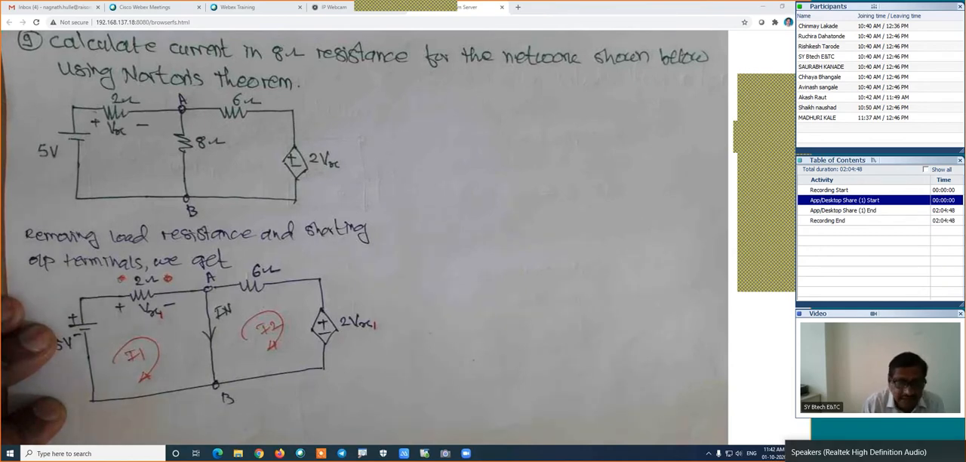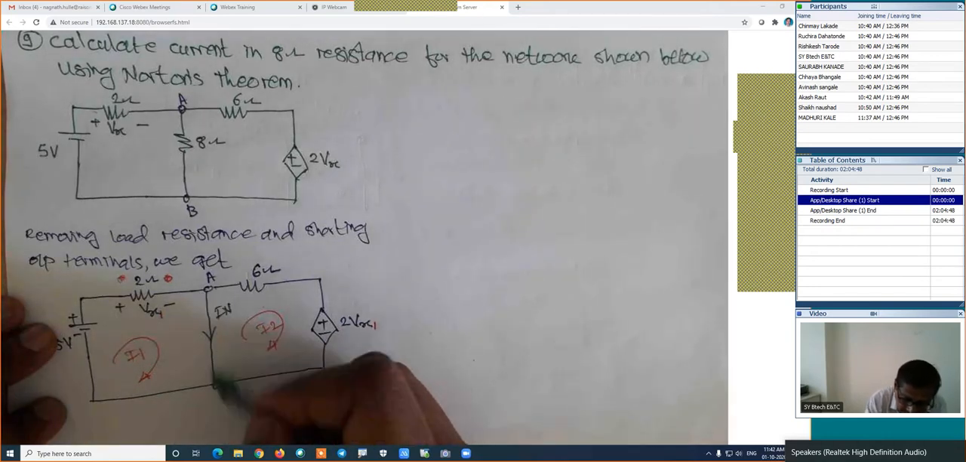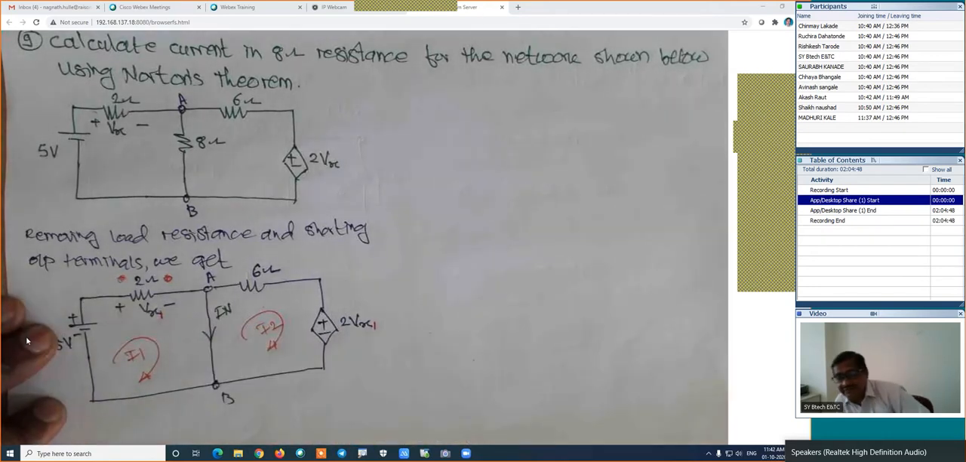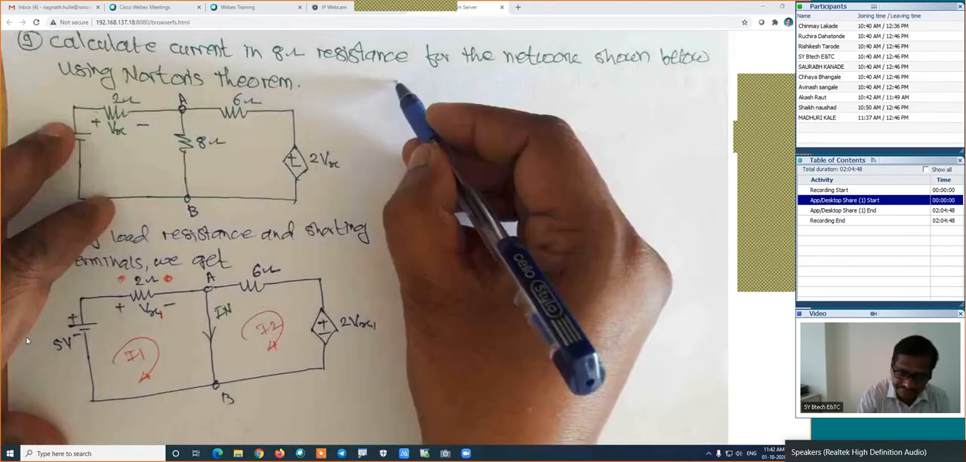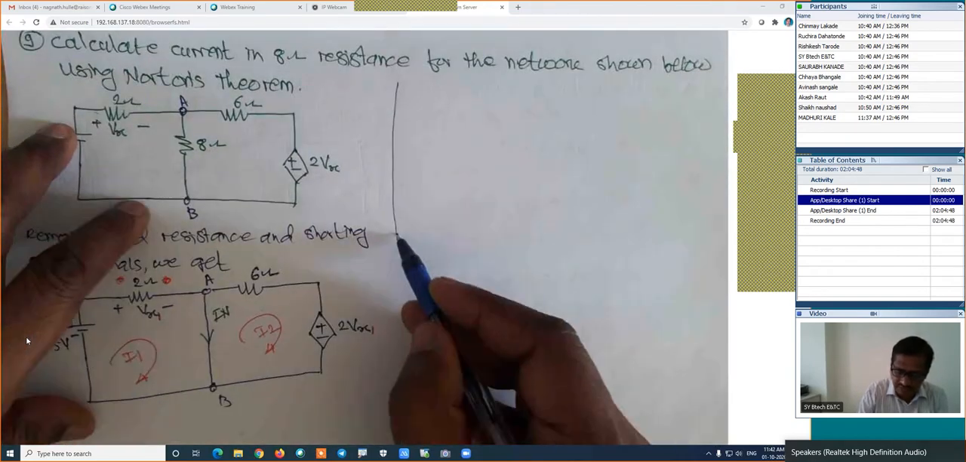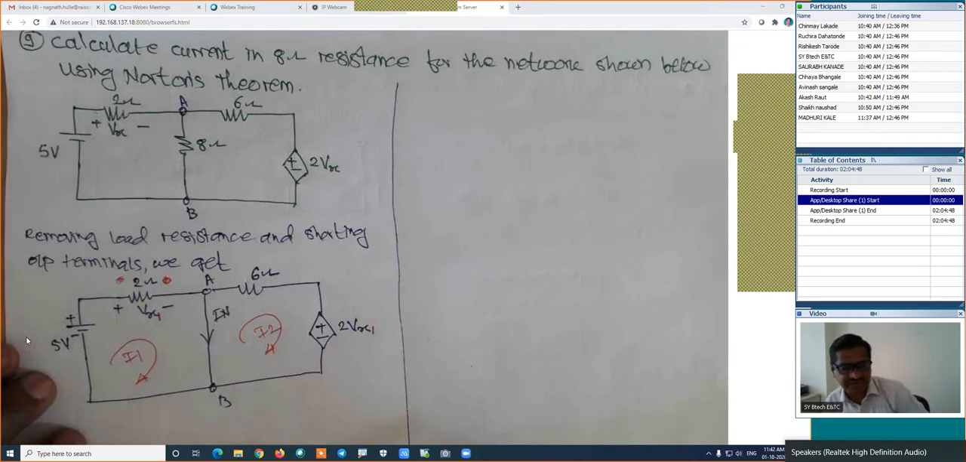So here we cannot use the nodal analysis method, because here there is a zero resistance path and we need to find the current there. And whenever we are interested in the calculation of the current in a zero resistance path, we should not use the nodal analysis method, because it will create complex calculations.